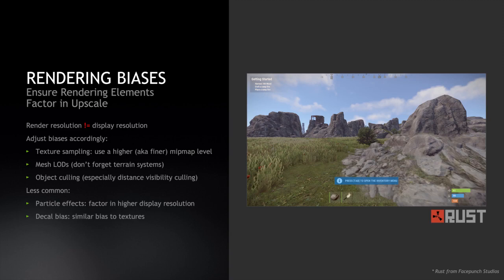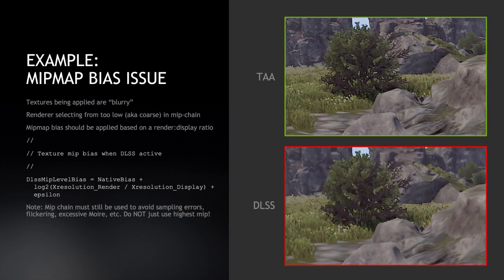Less common problems, sometimes we see particle effects and decals having issues. We'll have a look at one of those in a second. For right now, we're going to zoom in on Rust from our friends at FacePunch, and we're going to look right at the center of the screen here. If we look at the top of the screen, that's what native rendering looks like with TAA, and then in the red rectangle at the bottom, that's DLSS.